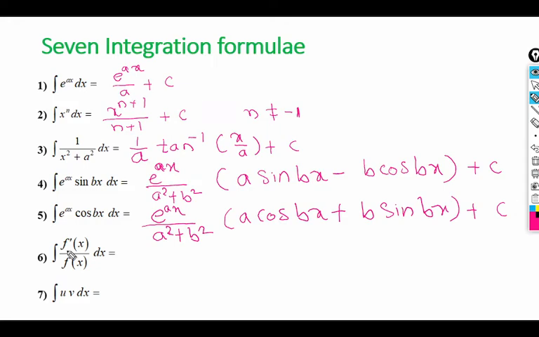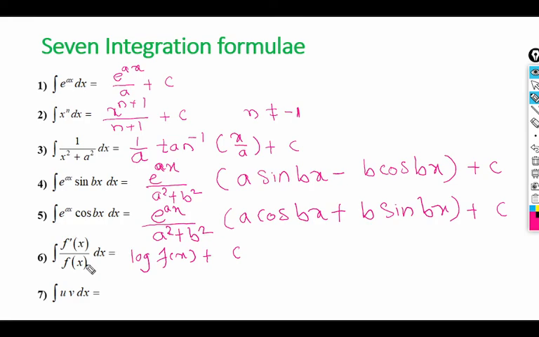The sixth formula is actually a substitution method only. When we put f(x) equal to t, we get f dash x dx equal to dt. So the integral of dt by t is log t. Hence the integral of f dash x upon f(x) is log of f(x) plus c. So it is like the integration is log t.